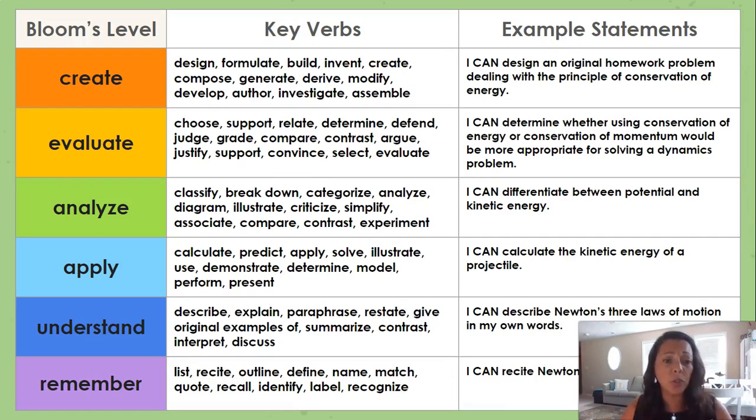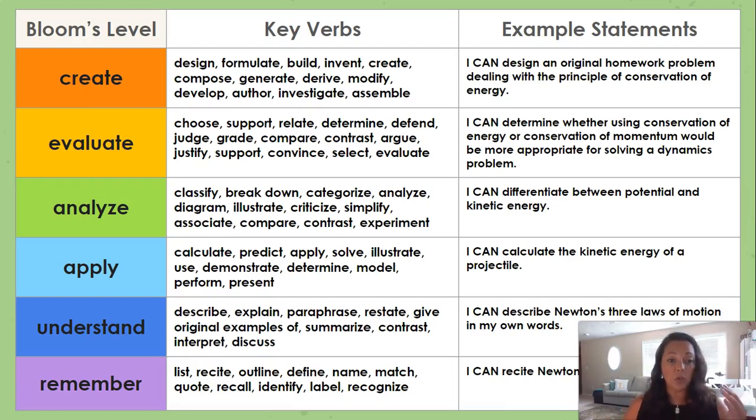At the bottommost layer, which is really where we don't want to spend a lot of time in our classroom, we are looking at remember. So we're asking our students to list or outline, define, or label. I'm a science teacher, so an example would be I can recite Newton's 3 laws of motion. The next level would be understand. It's where we're asking our students to describe, explain, or interpret. So I can describe Newton's 3 laws of motion in my own words.